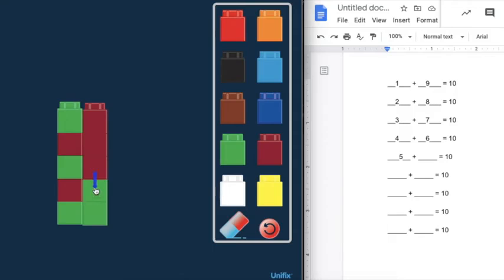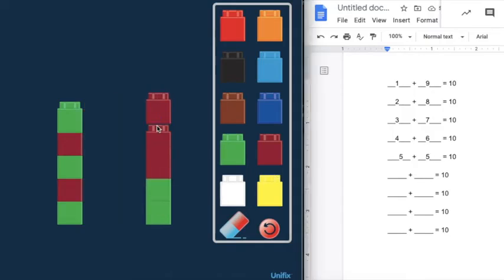We can also count them. 1, 2, 3, 4, 5. 5 plus 5 equals 10. So what if we put 6 over here? How many will be in this stick?